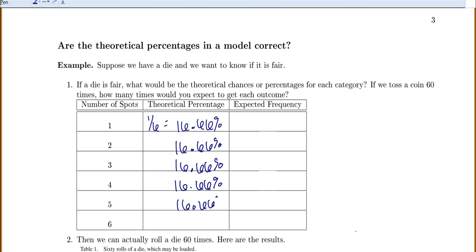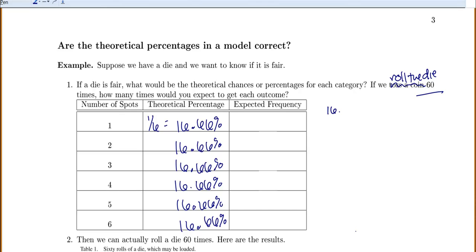Since each side should be equally likely, each side has a chance of 1/6, or 16.66%. So that would be our theoretical percentage for how many times we should get each outcome. So now if we roll the die 60 times, how many times do we expect to get each outcome? Well, if you think about it, it should be 1/6 for each outcome, or 10.